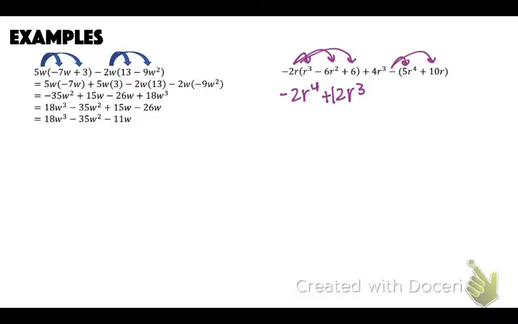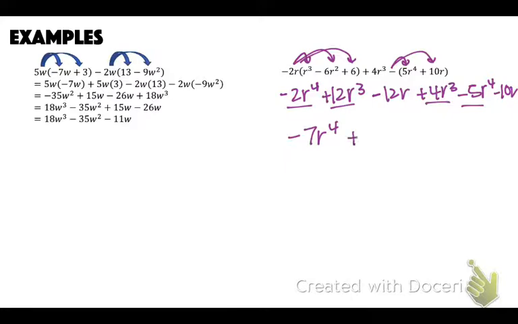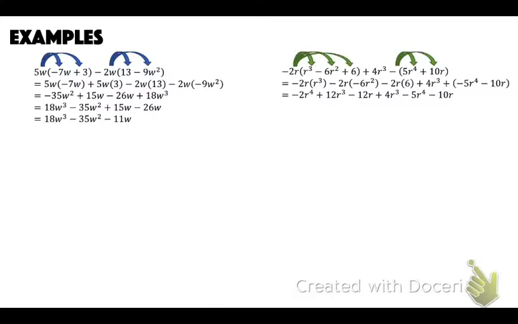Negative 2r times 6 is negative 12r, plus 4r cubed. And then that's negative 5r to the 4th minus 10r. Okay. Combine like terms, so those two combine to be negative 7r to the 4th. Those two combine to be 16r cubed, and those combine to be negative 22r. Sweet. Let's make sure we got the same thing. Yep.